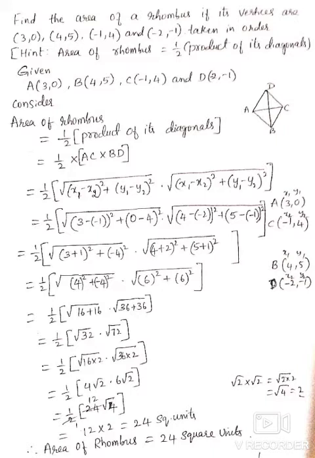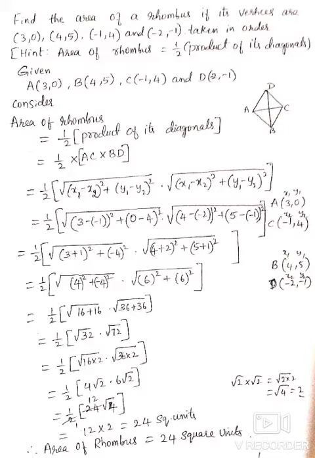Now consider AC, with A as (x1, y1) and C as (x2, y2). So x1 is 3, x2 is -1, y1 is 0, y2 is 4. Now substitute: (3 minus of minus 1) whole square plus (0 minus 4) whole square. Now for diagonal BD, square root of, x1 is 4, x2 is -2, y1 is 5, y2 is -1. So (4 minus of minus 2) whole square plus (5 minus of minus 1) whole square.